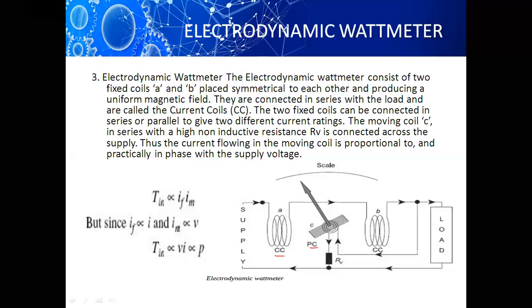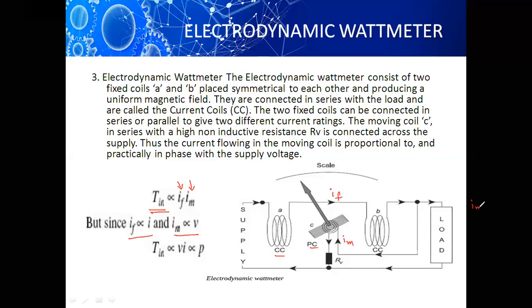Let us see how the angle of deflection is going to be. As we know, this is the instantaneous deflection, which is proportional to the current through the load and also the current through the pressure coil. So we have the current through the current coil, which is I small f. It is proportional to the load current I, and the current through the pressure coil, IM, is proportional to the voltage. So I'll show what IF and IM are in the circuit. This is IF and this is IM.